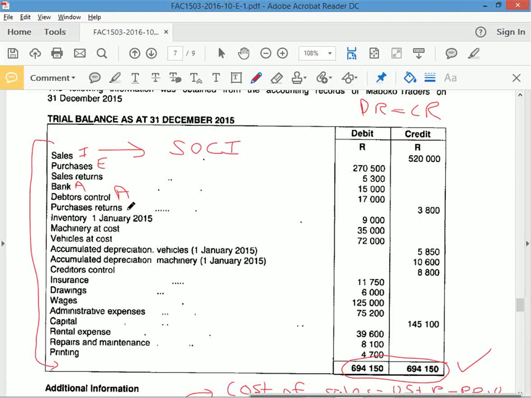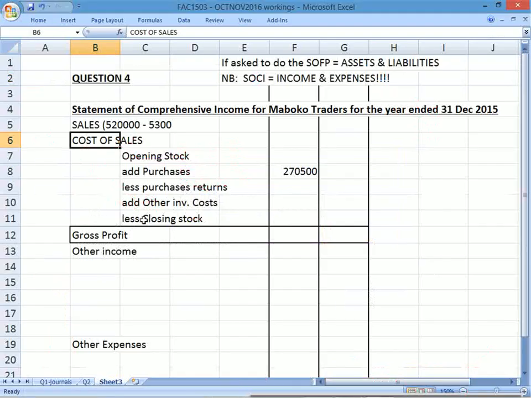Purchases returns, do I need it? Yes. What is it? Purchases would be the expense. The return would be the opposite, so like an income. Okay, but it's specific to this.